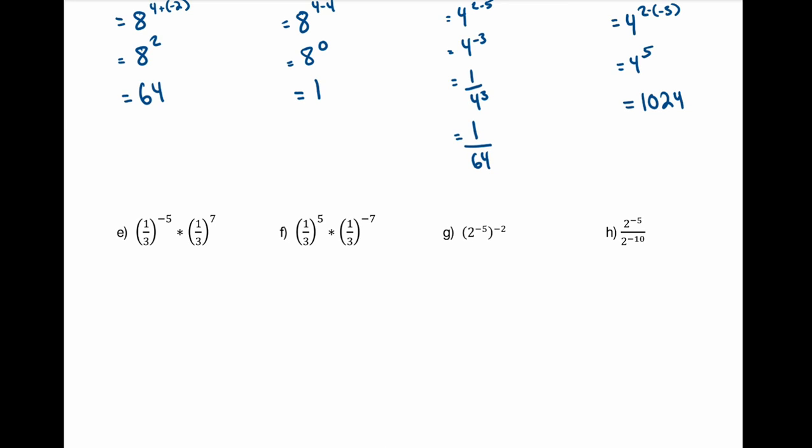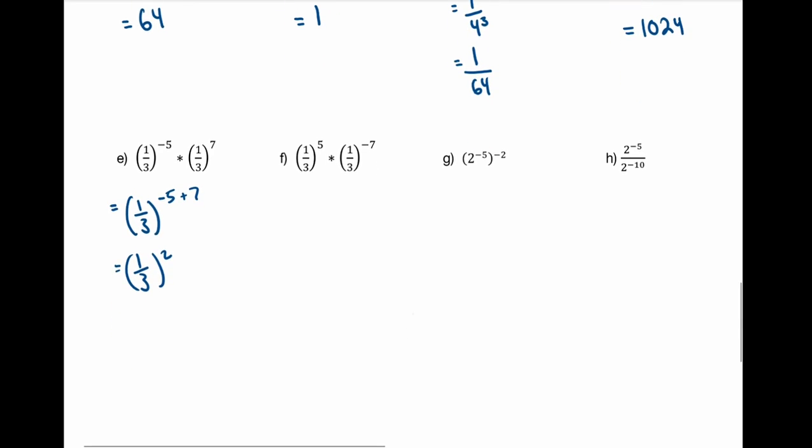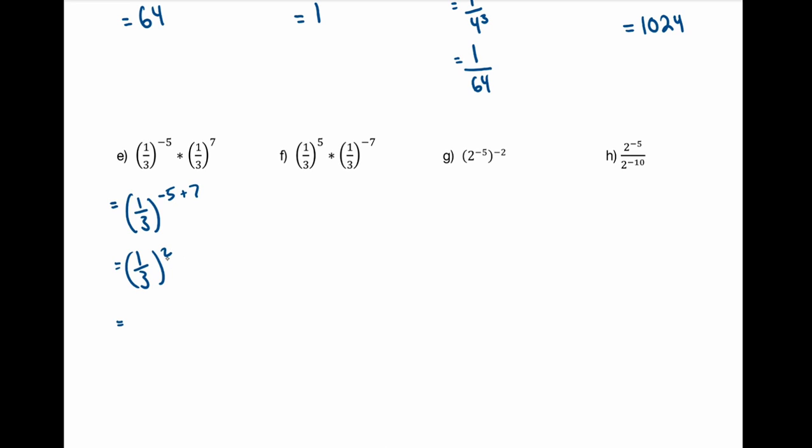E, even though I have a fraction, it's the same thing. I still want to leave my exponents the way they are until I get down to a single power, and then I'll worry about changing it to a positive. So I'm going to keep the base the same, 1 over 3. I'm multiplying powers, so I have to add my exponents. So negative 5 plus 7. This becomes 1 over 3 to the power of 2. And to evaluate this, the exponent 2 applies to both parts. So 1 to the power of 2, 3 to the power of 2, and this becomes 1 over 9.